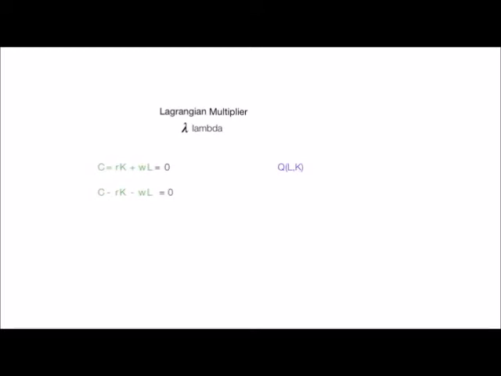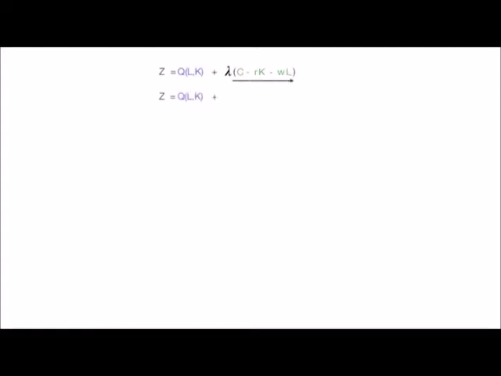Now I set up this big honking equation. That's not an official calculus word, but Z is equal to the function of capital plus lambda times the constraint equation. Lambda times the whole thing. Let me move that up just a little bit so I can give myself a little room to work. So I'm going to rewrite this as Z is equal to the quantity Q, which is a function of labor and capital, plus, I'm going to multiply lambda all the way through. This gives me lambda times C minus lambda times r times K minus lambda times w times L.